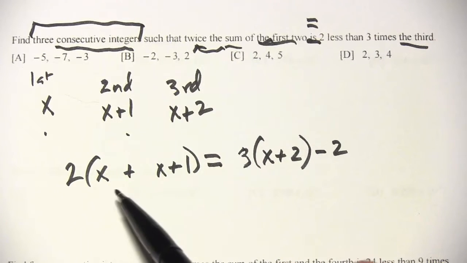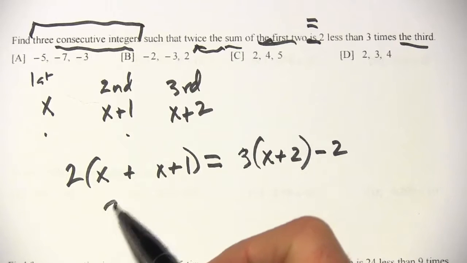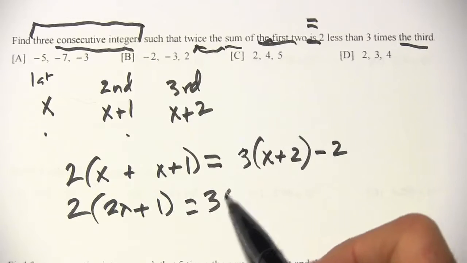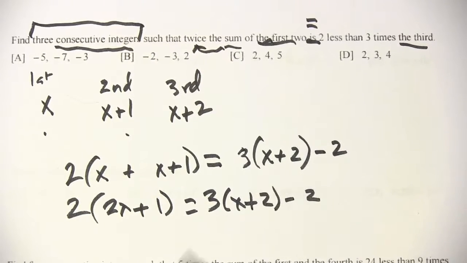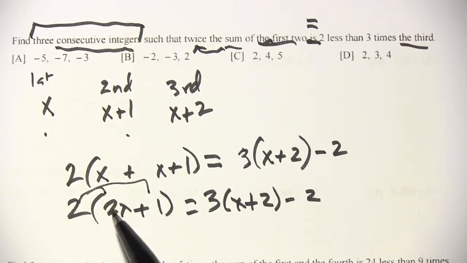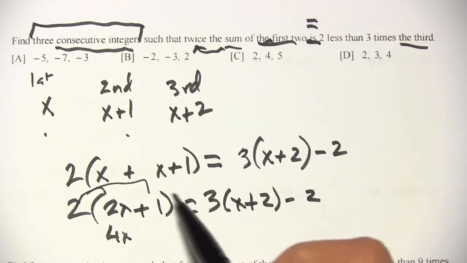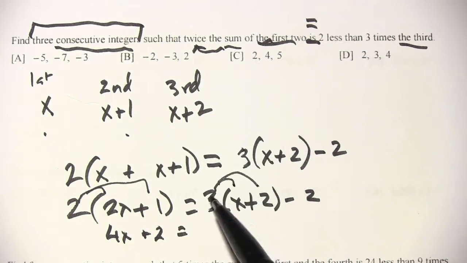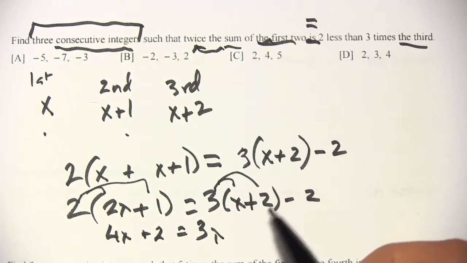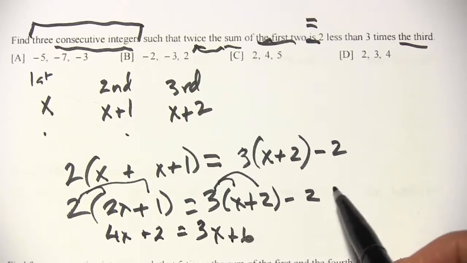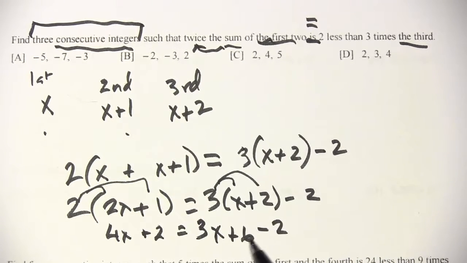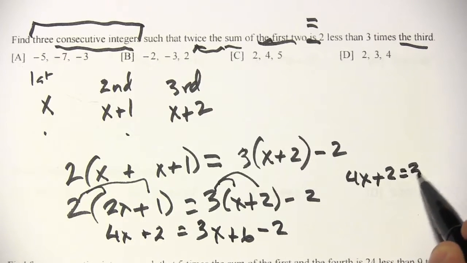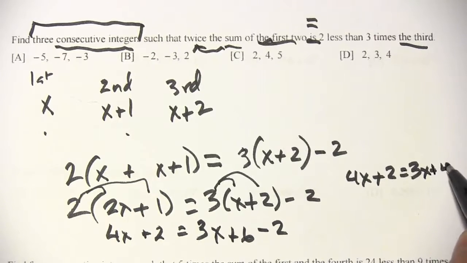We can combine like terms here. I've got x plus x, that's 2x, plus 1, that's multiplied by 2. And then we can distribute our 2. 2 times 2x is 4x. 2 times 1 is 2. We can distribute the 3. 3 times x is 3x. 3 times 2 is 6. And then we have a minus 2. So 6 minus 2 is 4. I can rewrite all of this as 4x plus 2 equals 3x plus 4.